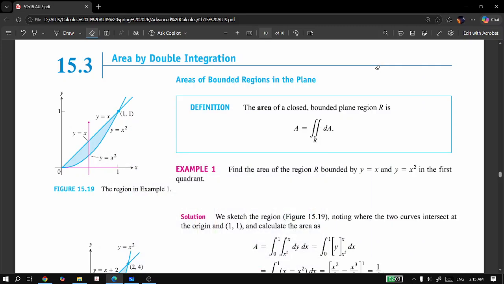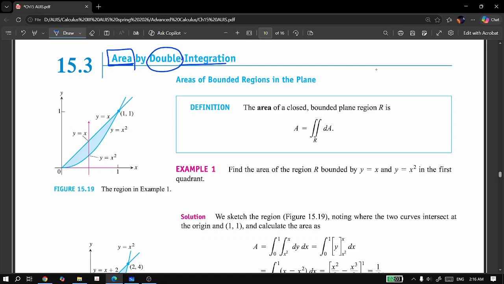Now we are moving to 15.3, which is area by double integration. So far in 15.1 and 15.2 we have used double integration for finding volumes over general regions or rectangular regions. So it has been used for finding volume. But here in 15.3 we are using double integration for finding area.